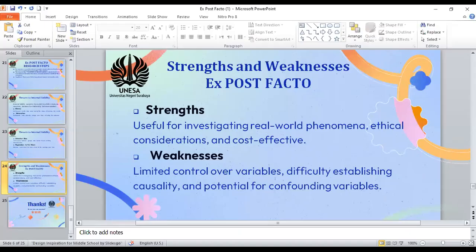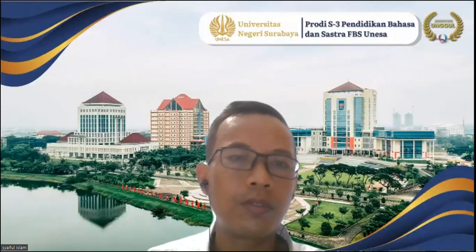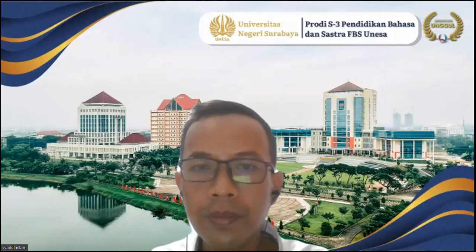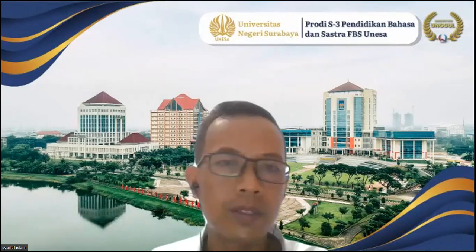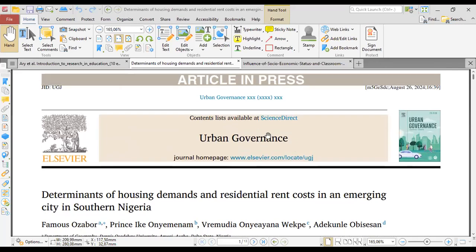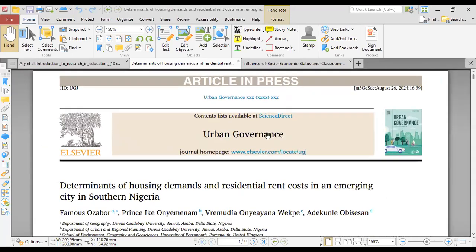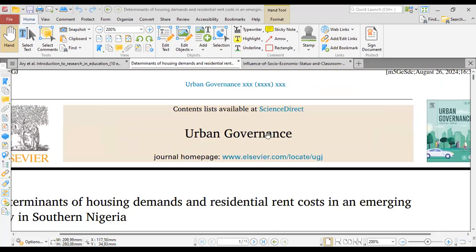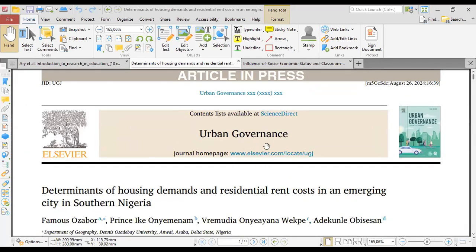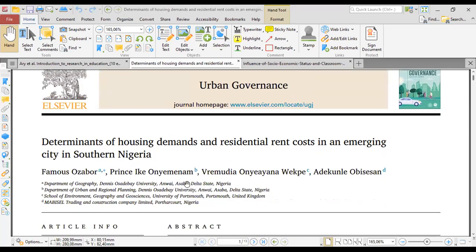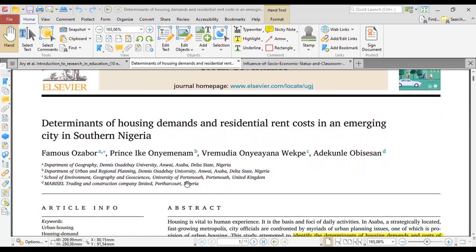Okay, and now I'd like to share an example of ex post facto research in an article. So I got here 2024, August, Urban Governance: the determinants of housing demand and the residential rent cost in an emerging city in southern Nigeria. So we have housing demand and residential rent cost here, X and Y.